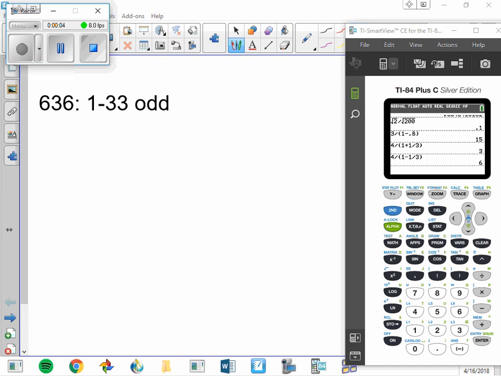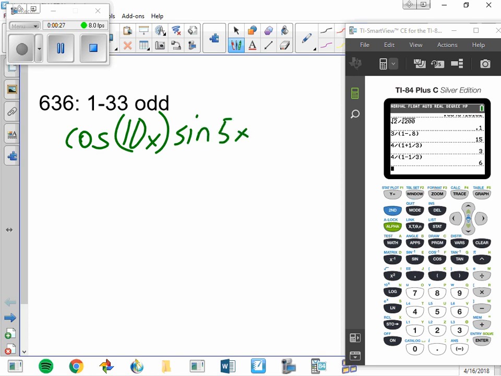Okay, if you'll turn to 636, number 2 says, write each product as a sum or difference of sines and or cosines. So the first one is the cosine of 10x times the sine of 5x.